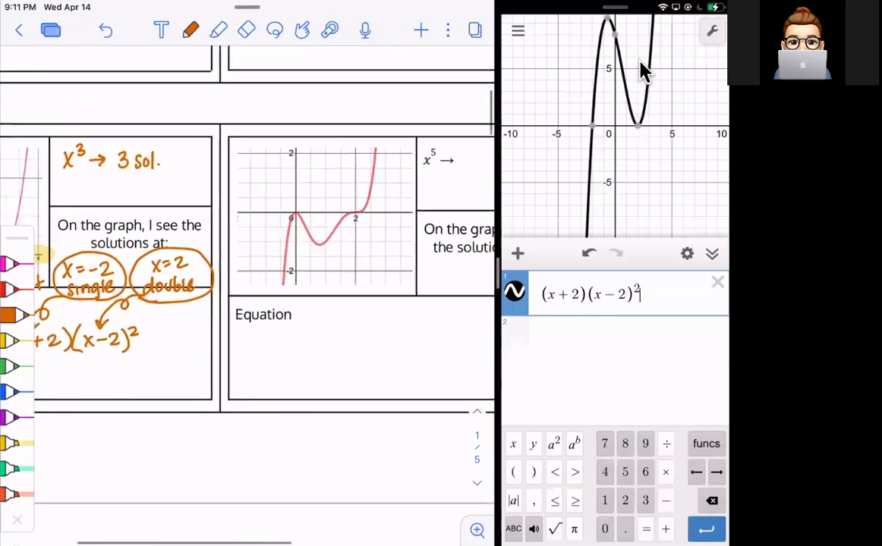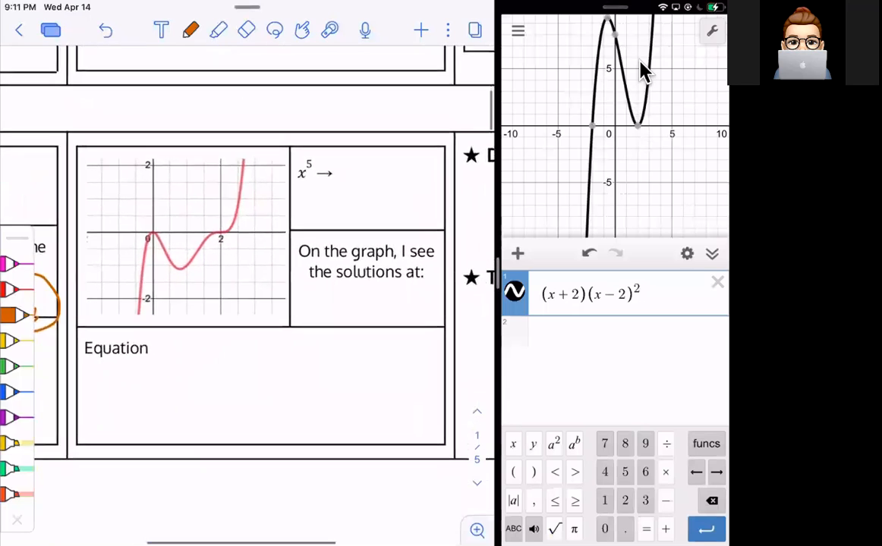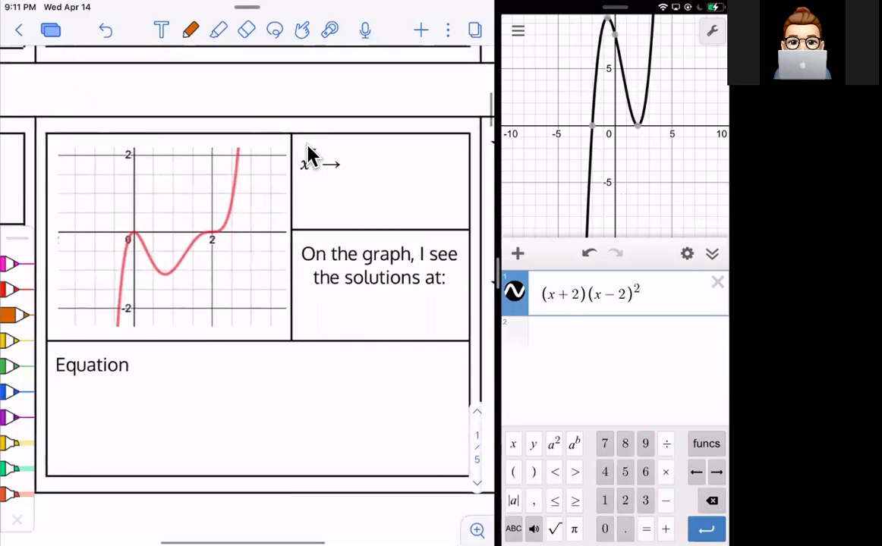And then finally, we have one more here. This one looks the trickiest of all of them. This graph is an x to the 5th graph, right? So how many solutions should it have? It should have 5 solutions, right? It should have 5 roots. I only see 1 root right here and 1 root right here, right?